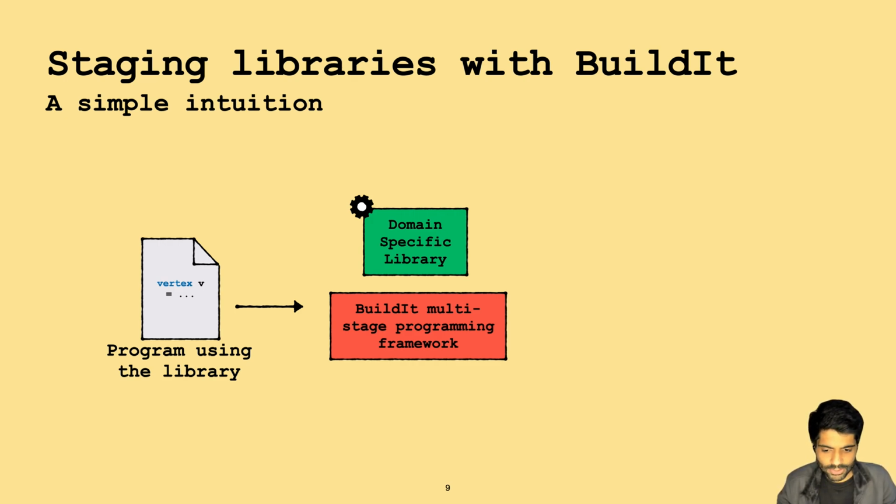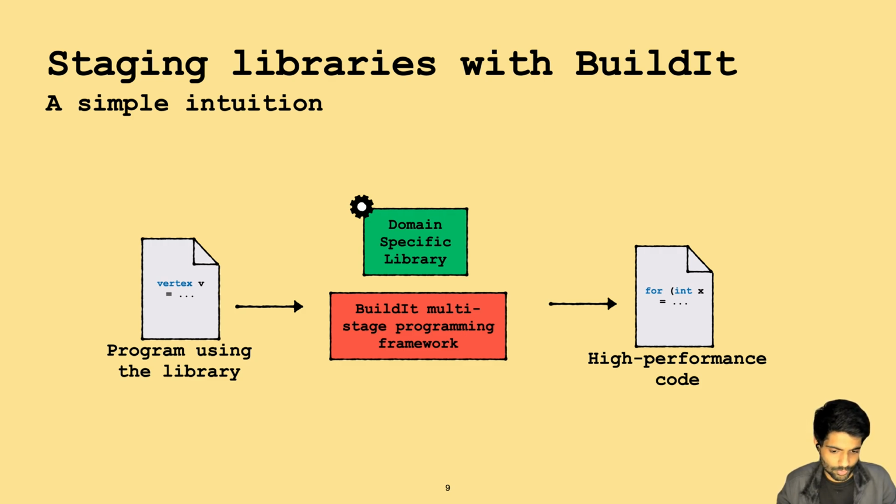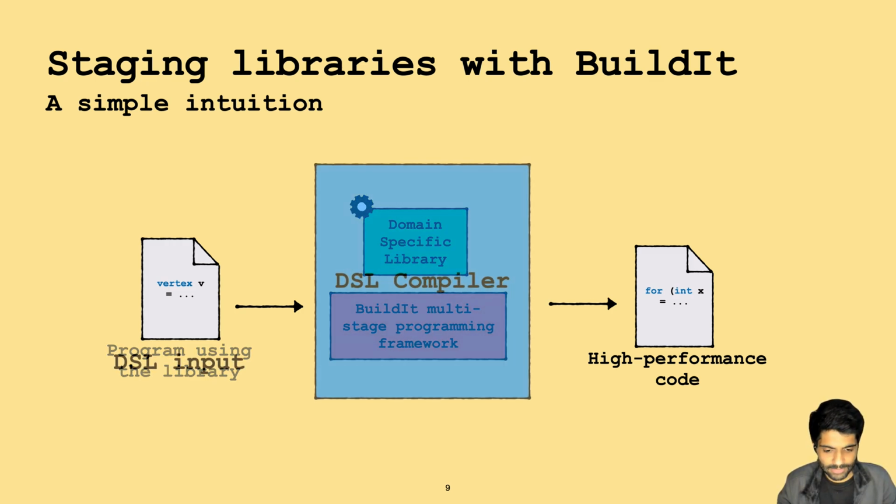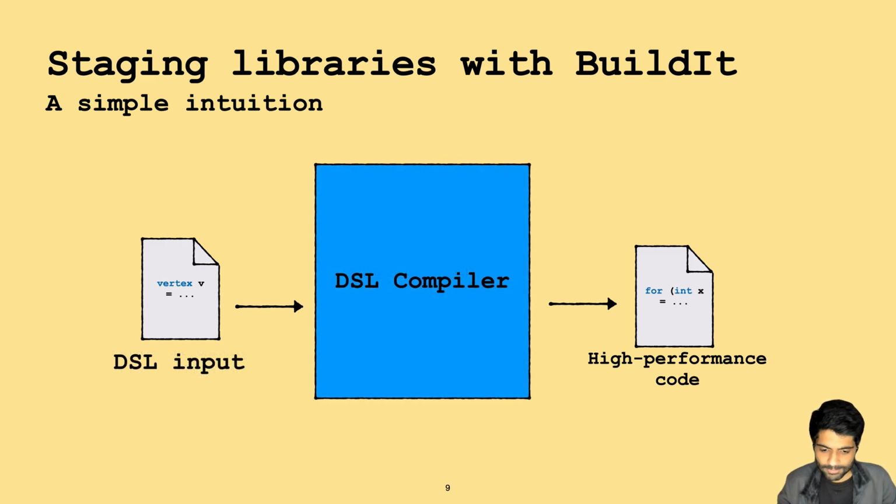Instead of running the actual program, the executable would produce a code that runs the exact same logic as the program written. Now if you stare at this carefully, you can realize that the library and BuildIt combined together play the role of a compiler, where the program written in the library is analogous to a program written in the DSL. And this is our basic idea.